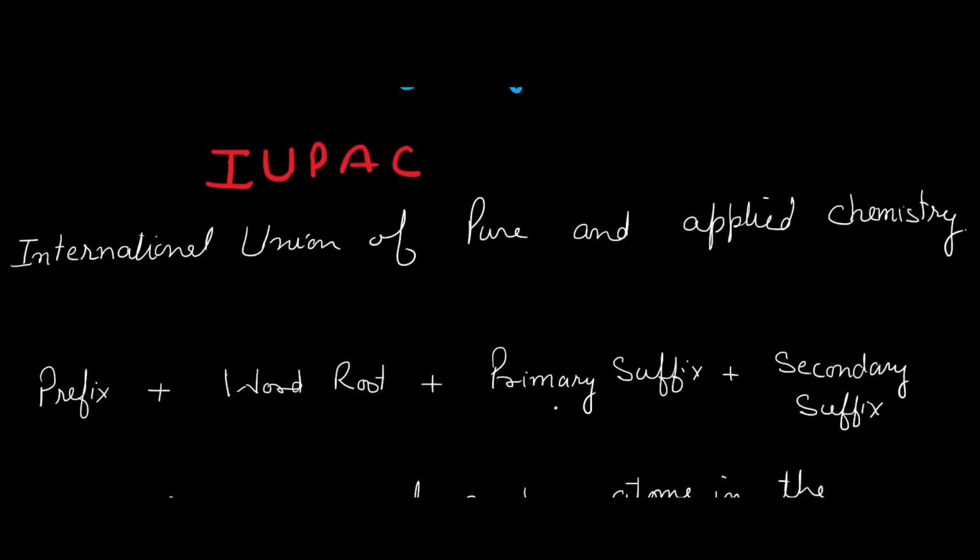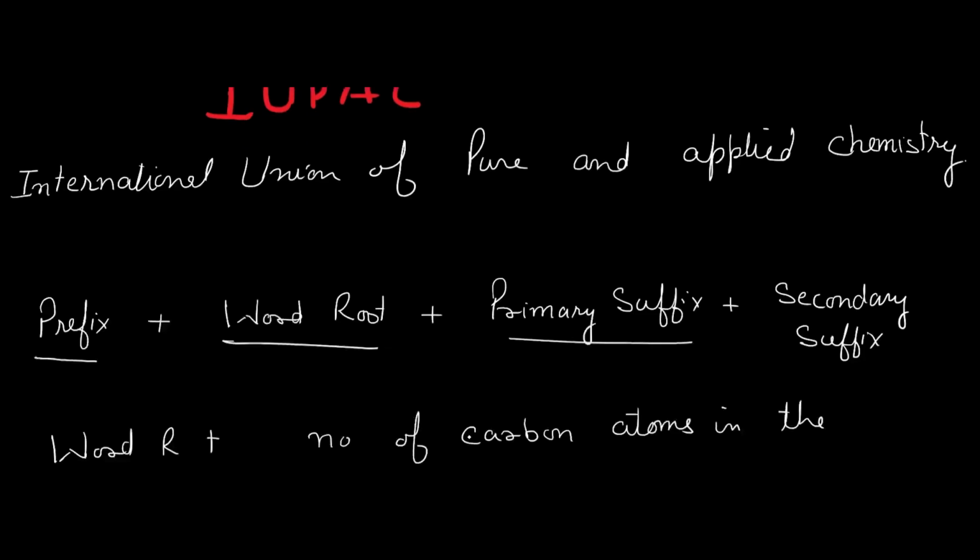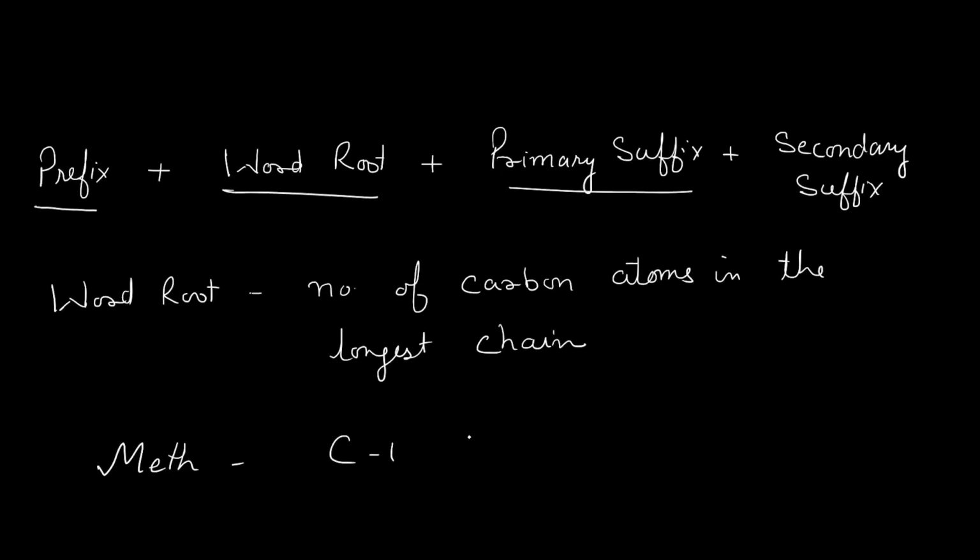In these rules, first of all, we will be discussing that while naming a compound, there are four parts in a name: prefix, word root, primary suffix, and secondary suffix. There are four parts in the name of an organic compound. We will be discussing them one by one. First of all, I am discussing the word root.